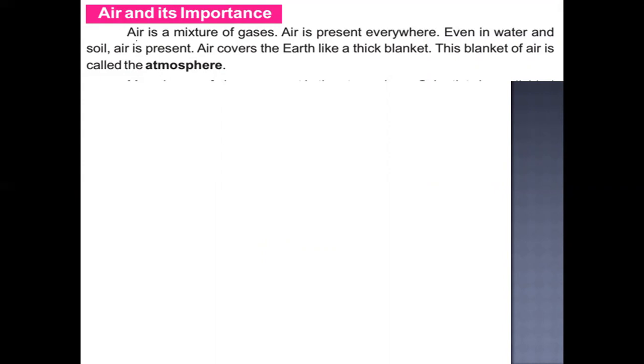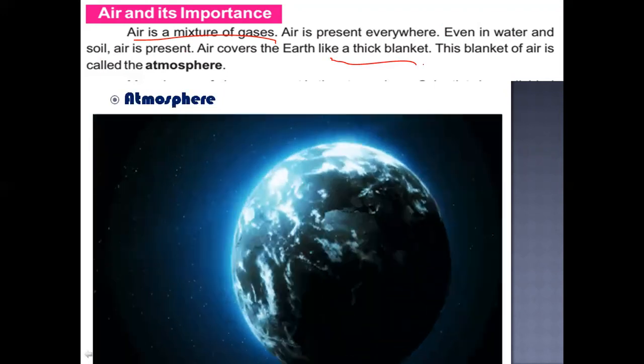So you know about air, that air is a mixture of gases, and you know air is present everywhere. Air is present in the water, on the land, in the atmosphere around the earth, as well as in the soil, everywhere. So even in water and soil, air is present. Air covers the earth like a thick blanket, and this thick blanket of air is called the atmosphere.